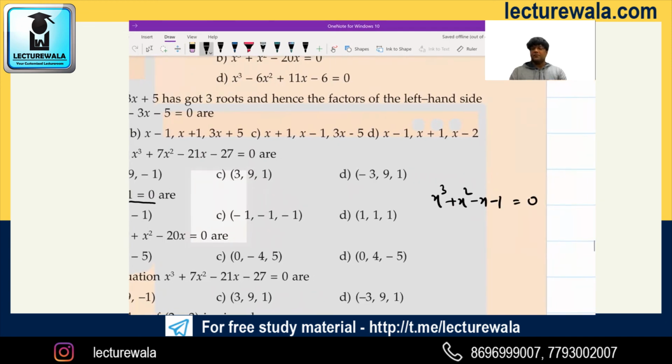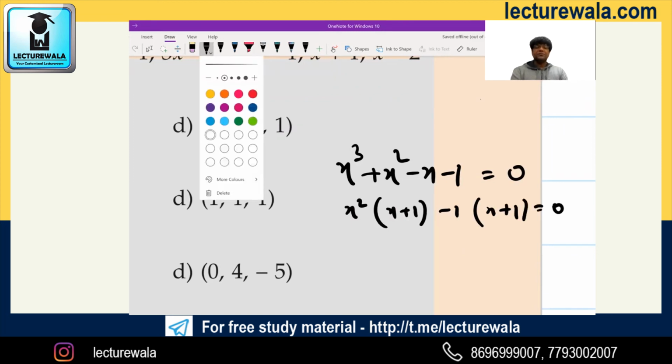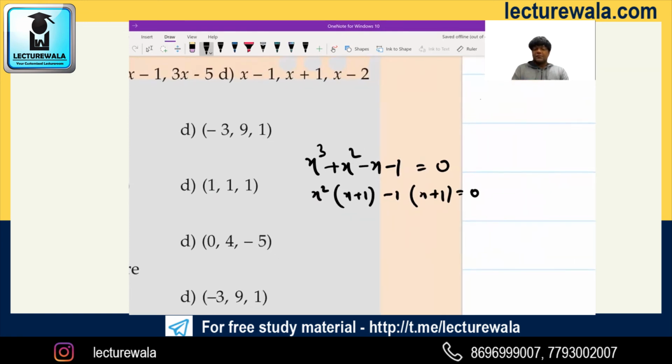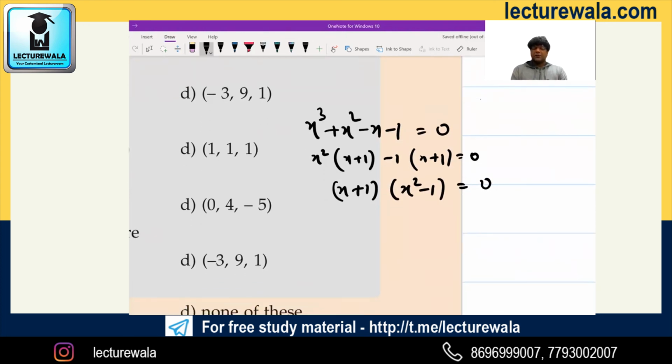Solve it. Very simple. Class 7. Take x square common, you are getting x plus 1. Take minus 1 common, you are getting x plus 1 is equal to 0. So from first and second, x plus 1 common. So what is remaining from second? x square. And here from minus 1 is equal to 0. So what will happen? x plus 1 into, now x square minus 1 can again be factorized. x minus 1 into x plus 1 is equal to 0.